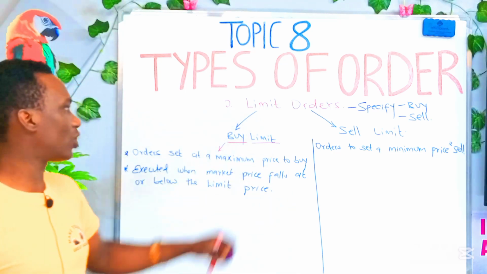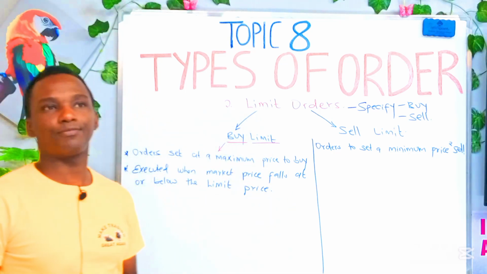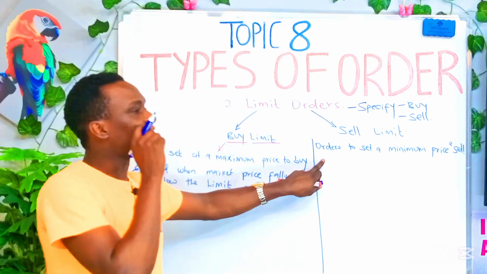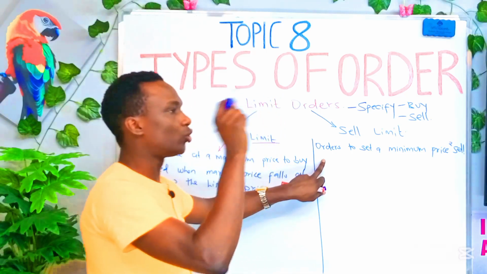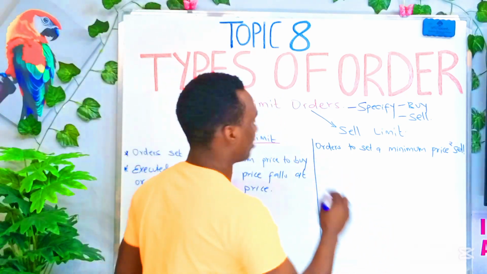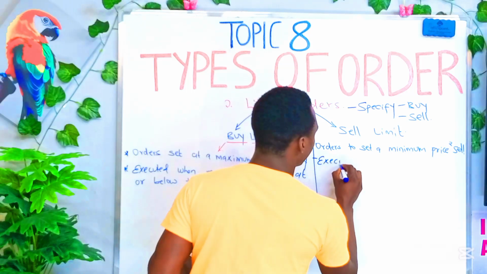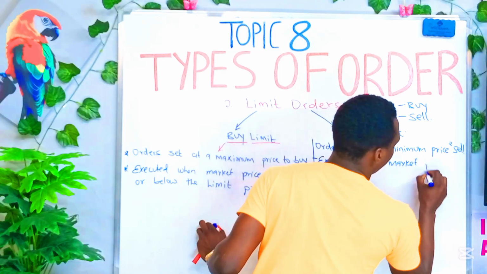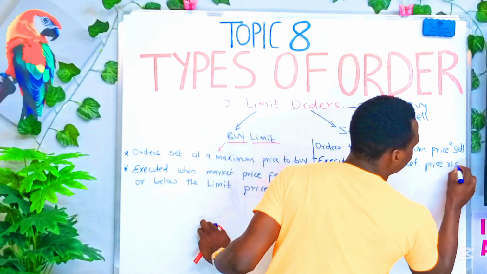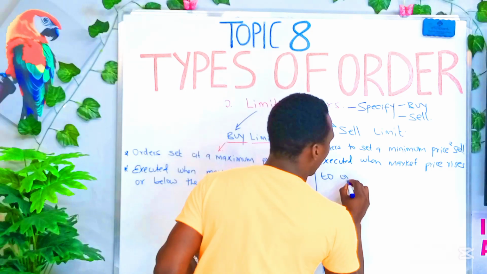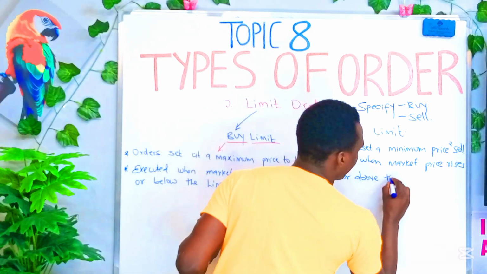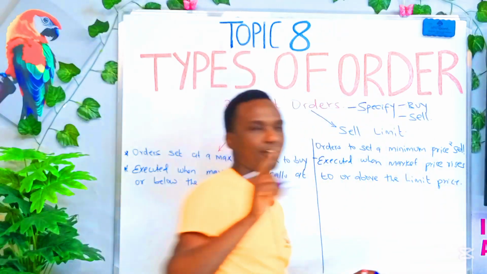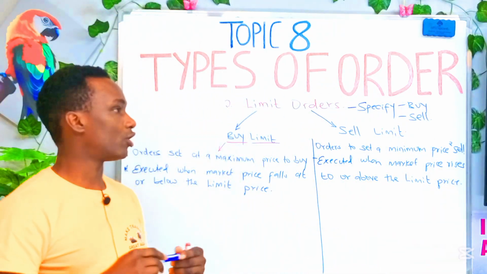What about the sell limit? The inverse is correct. They are only executed if the market rises to or above the limit price. You are very spot on when it comes to that.